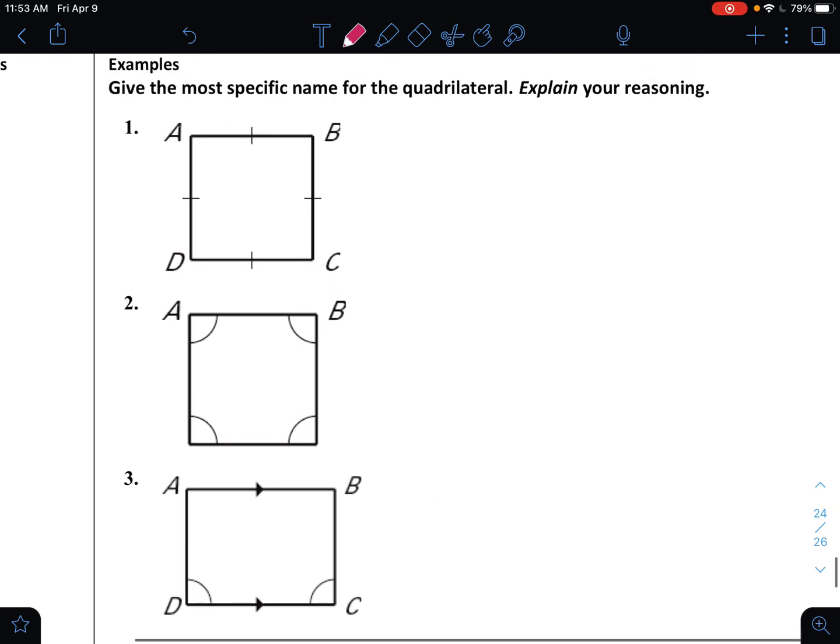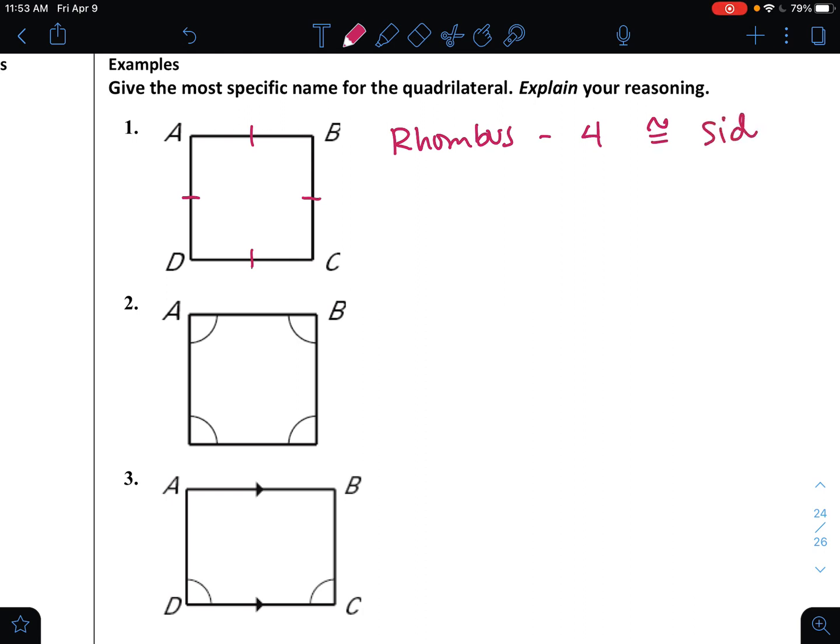Okay. Number 1, I see a 4-sided shape with 4 equal sides. So we can go straight to the fact it's a rhombus. If you look back at your notes on rhombus, rectangle, and square, we had a corollary that said if you have a quadrilateral with 4 equal sides, it's a rhombus. So I'm going to say rhombus, 4 congruent sides. And theoretically, it's not a square because there's no info on the angles, so I can't assume they're 90. So I would stop at rhombus.